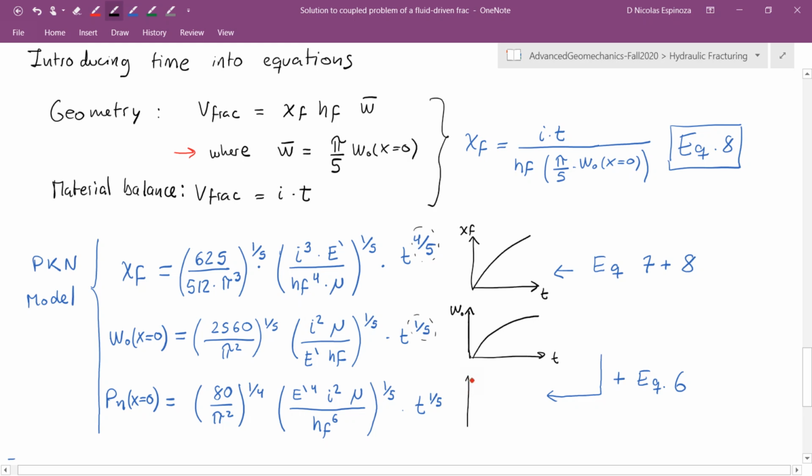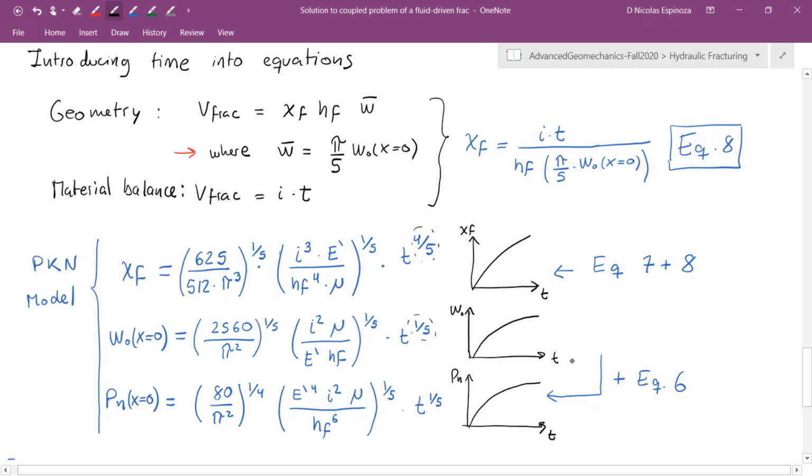And the last one, the net pressure, is going to also increase as a function of time, and similar to the width, it's going to increase quickly at the beginning, but then it's going to tend into smaller and smaller increases. And that's kind of expected because the width is not increasing that much. And remember that in order to keep the fracture open, we need a net pressure to do that. But if the width required to do that is not that much, then the net pressure is not going to be that much either.